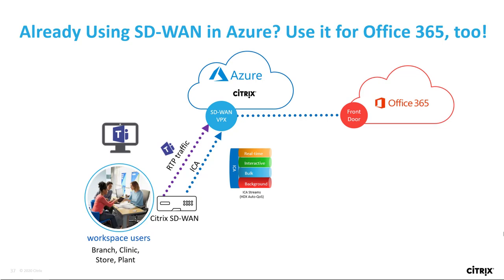Citrix SD-WAN with existing Citrix virtual apps and desktop workloads in Azure can further optimize Teams delivery by routing RTP flows via SD-WAN instances hosted in Azure, and enjoy full end-to-end benefits, including voice-over IP packet racing, which sends duplicate packets across different paths, and on the far end utilizes the one that arrives with the least latency and jitter.